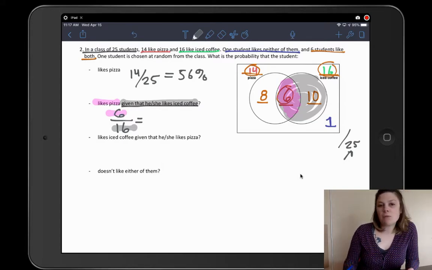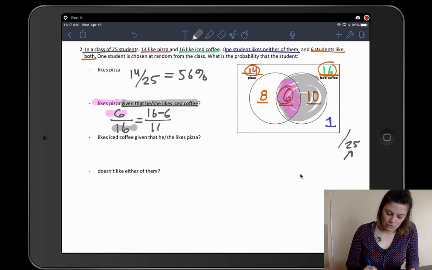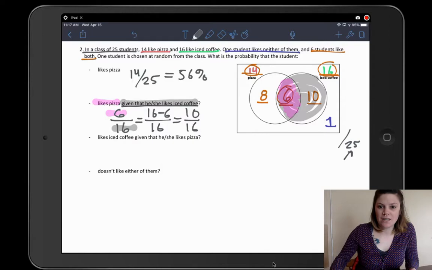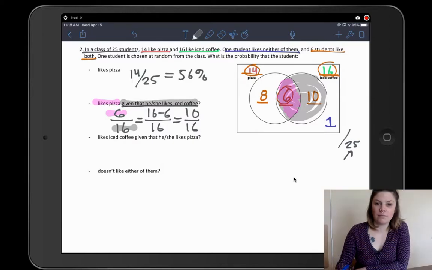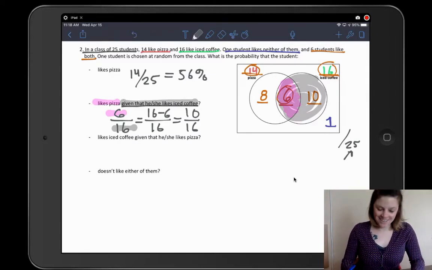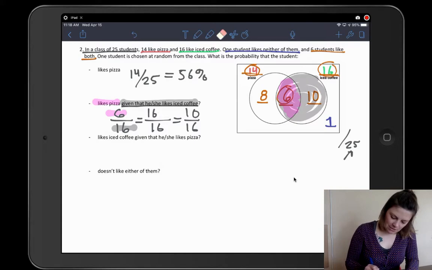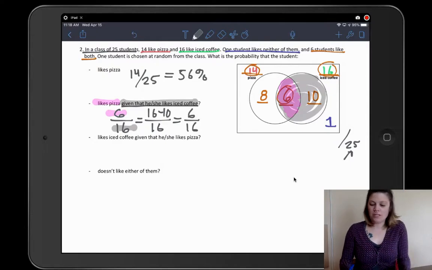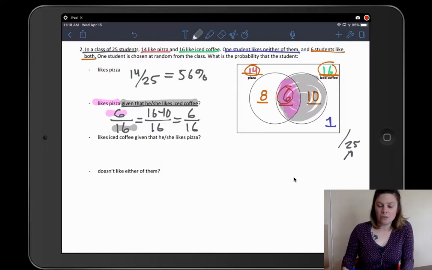Now, some confusion came about because I showed my work a little weird on this. The way that I showed it was I said, okay, 16 minus 6 over 16, that's 10 over 16. I have to pause for a second here. Okay, just had my water boiling in the kitchen. Okay, so 16 minus 6 is 10. Oops, I did that wrong, sorry. I was not paying attention. It would be 16 minus 10 is 6. So you want to subtract out the people that don't like pizza from those.